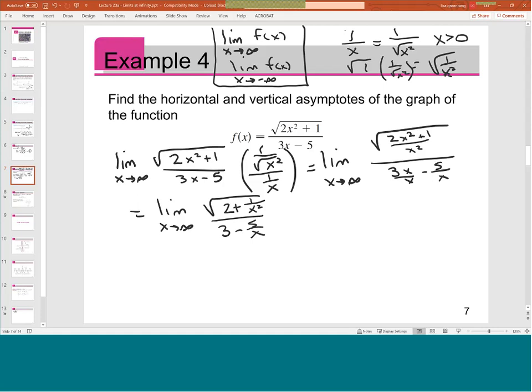But now as x approaches infinity, this goes to 0, and this goes to 0, and I end up with the square root of 2 over 3. Right. Any questions yet here? Okay, so I have to erase this because I have more things to do, because I've only found a horizontal asymptote as x goes to positive infinity. Now I want to find out what happens as x goes to negative infinity, okay?